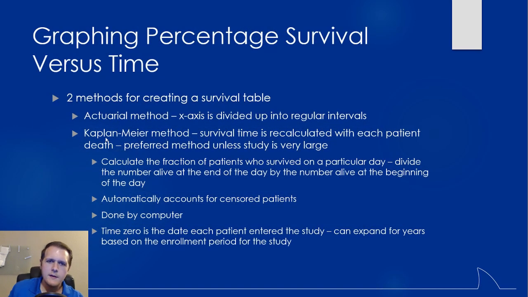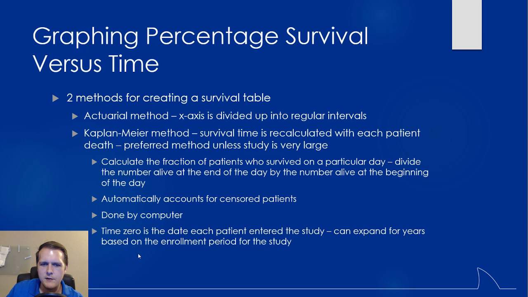So there's a couple of different methods you can look at survival data. The most common one you're going to run into is this Kaplan Meier method, where basically you would calculate every time a patient dies within the study. Here, it's made up of a fraction of the people who survived on a particular day. So basically, divide the number of people who were alive at the end of the day by the ones who were alive at the beginning of the day, okay? And it actually will account for censored patients as well, which is very handy.